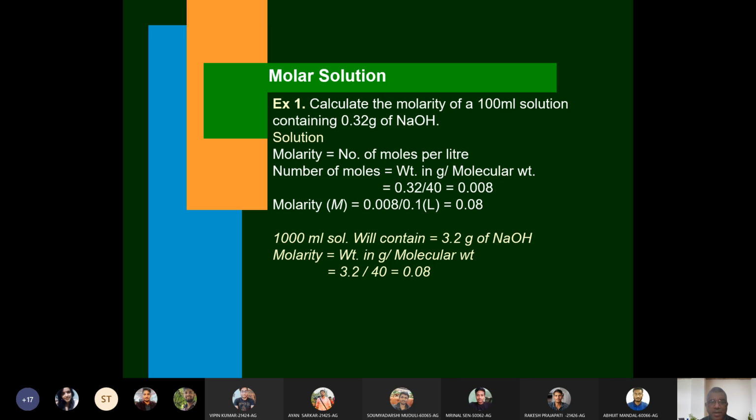Or simply for your simplification, 1000 ml solution will contain 3.2 gram of NaOH. It is given for 100 ml, 0.32. So 1000 ml will have 3.2 gram of sodium hydroxide. So molarity is equal to weight in gram divided by molecular weight. 3.2 divided by 40, it is 0.08. So that is how we can work out the molarity.